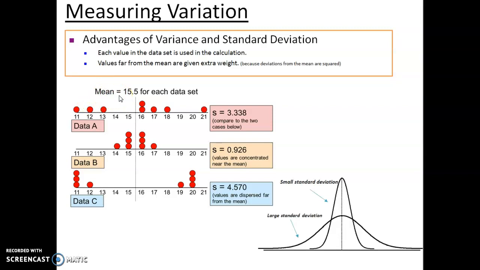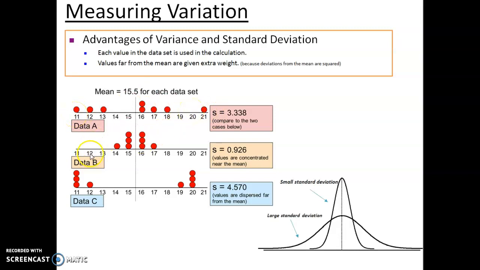One, we get rid of negative values. Remember, in any data set, you're going to have some values that are going to create negative deviations. 11 minus 15.5 is a negative number. 12 minus 15.5 is a negative number. And if you don't adjust for this by squaring the deviations from the mean, then any positive numbers that you get are going to offset the negative numbers.